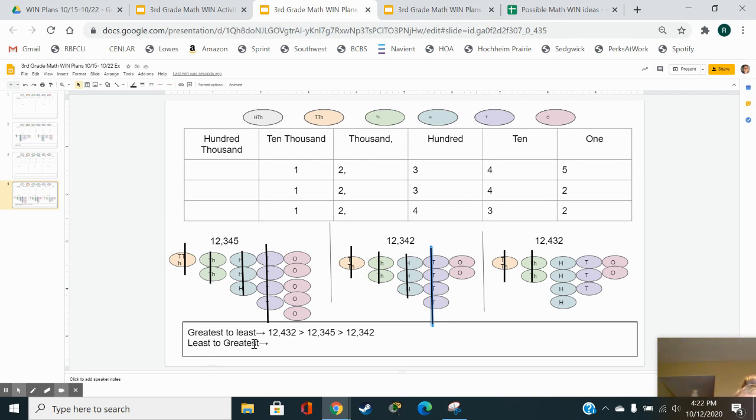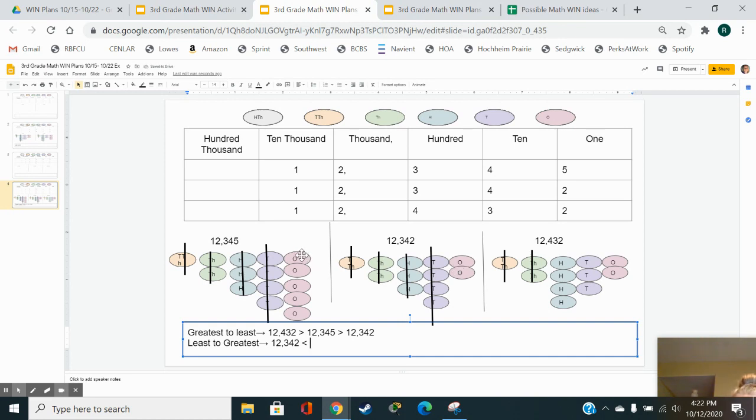Well, I'm going from least to greatest, smallest to biggest. So which one's my smallest amount? 2 or 5? That's right, 2. So I'm going to write 12,342, because there was my 2 ones that we said was smallest, is less than.